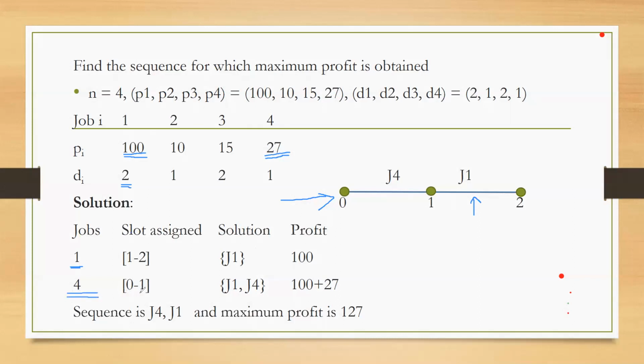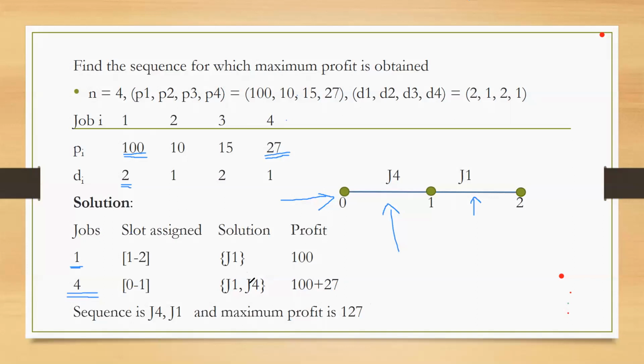So where can it be allotted? Only the 0 to 1 slot is free. Slot assigned is 0 to 1. Job 1 was previously added, and now we are adding job 4. Now the subset contains 2 jobs, job 1 and job 4. Now the total profit is 127. The maximum profit is 127. Considered jobs are job 1 and job 4.